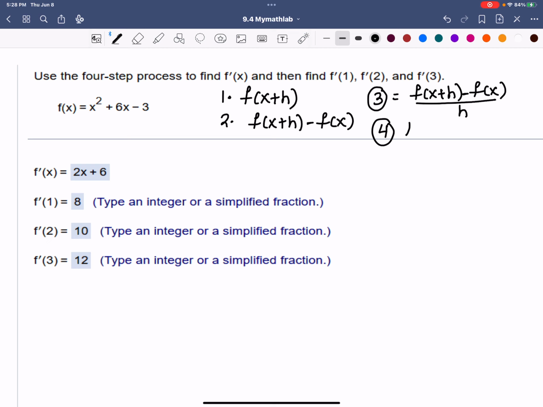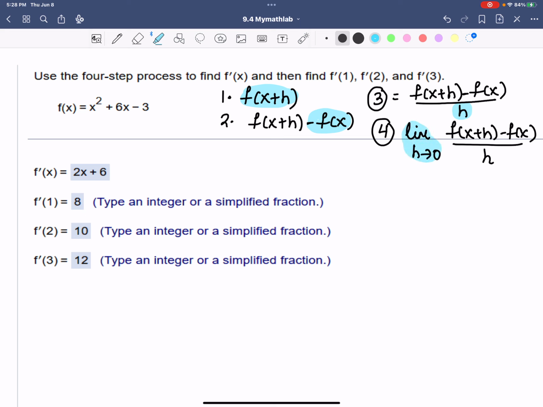And the fourth step is you will plug in your limit when h goes to 0, and you will see what the entire difference is all about. So step 1 is finding f of x plus h. Step 2 is subtracting it from the previous one. Step 3 is dividing. Step 4 is plugging in your limit. Okay, let's keep that simple. Now that we know that, let's go ahead and find the 4-step process for this quadratic equation.